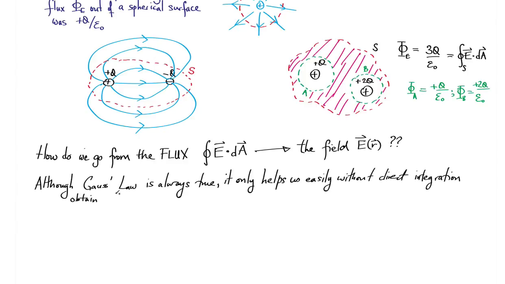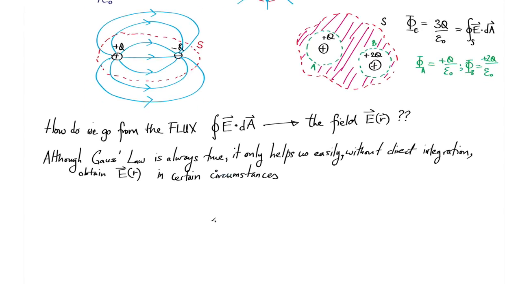Obtain E sub r. I should probably put some commas here. All right, so I don't know why I put that dot there. All right.